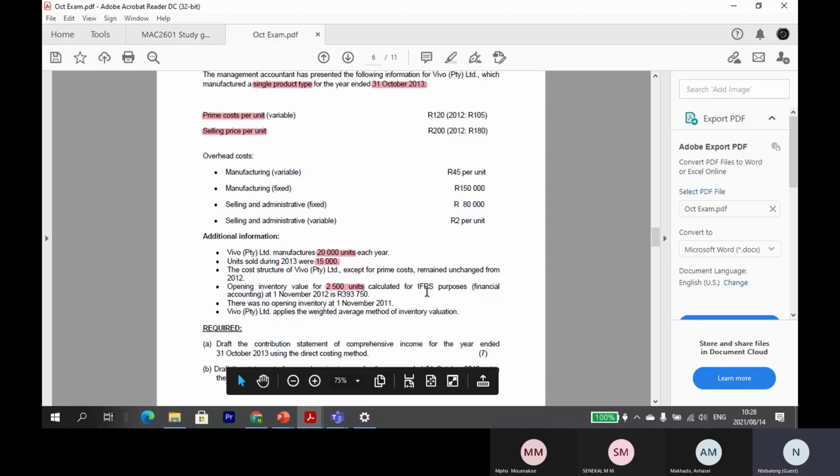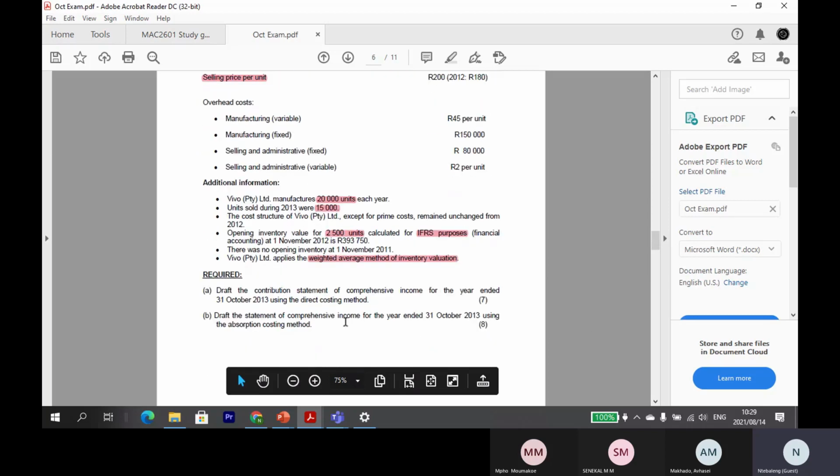Okay, and they're saying calculate for IFRS, so be aware of what that means. I'm not going to talk much. There was no opening inventory last year. Vivo Pty Limited applies the weighted average inventory method.